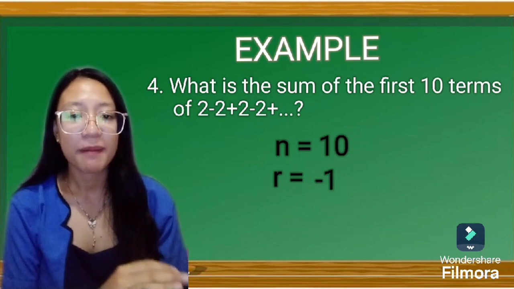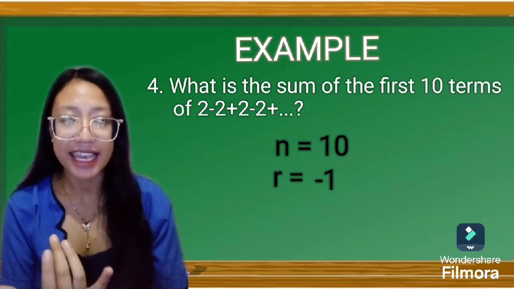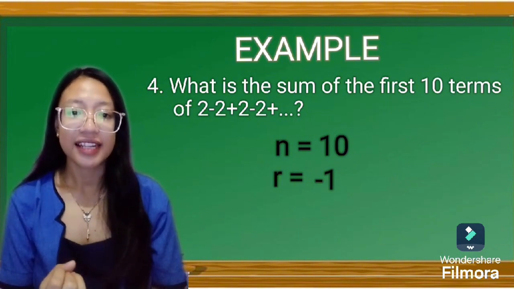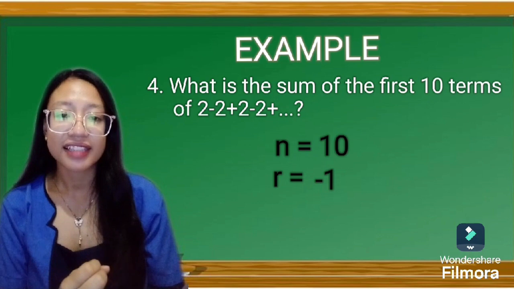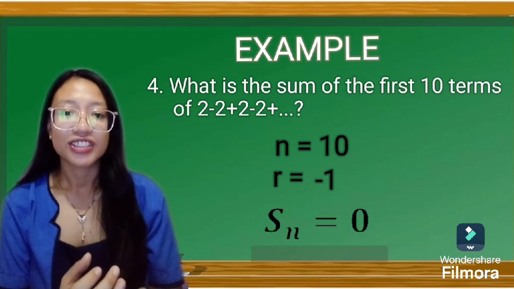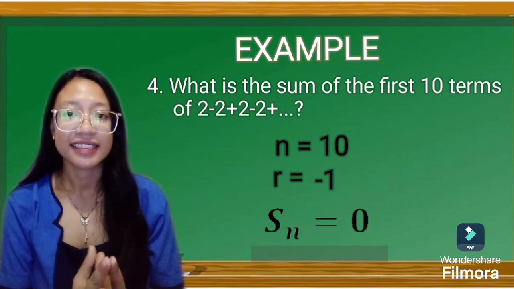Diba doon sa rules natin or sa cases natin, kapag yung common ratio natin is negative 1, and then kapag yung number of terms natin ay even, ang magiging sagot lang ay 0. So, ang sagot dito ay 0.